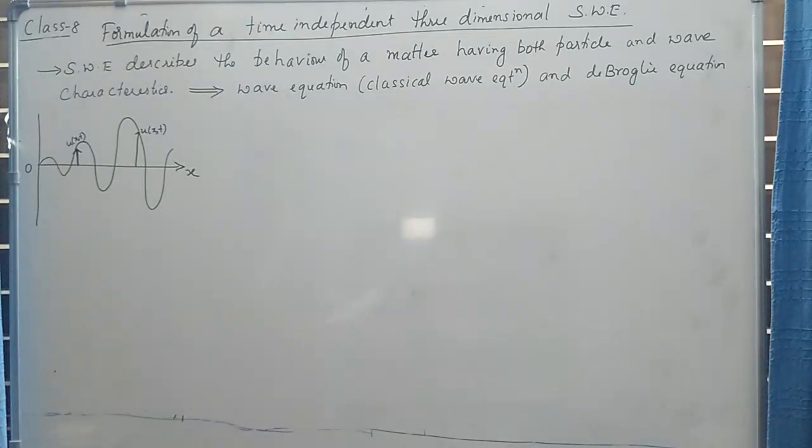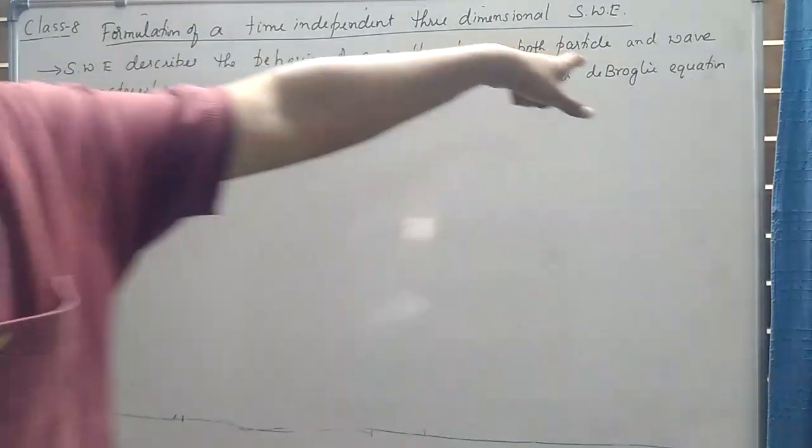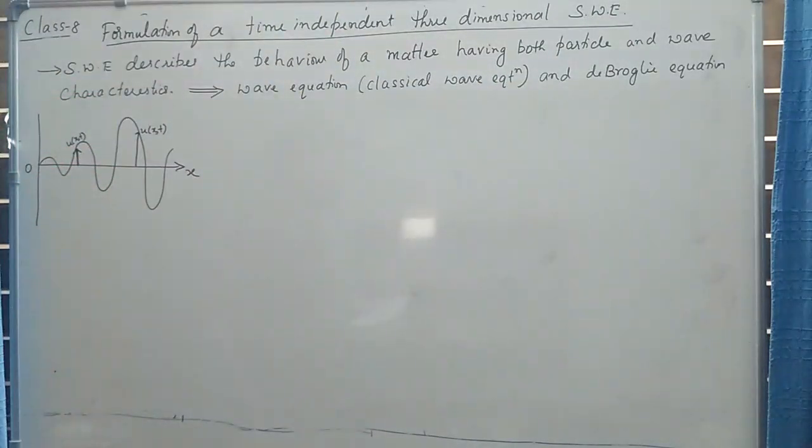ನೆನಪಿಟ್ಕೊಳ್ಳಿ, for the Schrodinger wave equation to be obtained we need two fundamental equations. One is the classical wave equation, which is a mathematical representation of a wave, and the other is the de Broglie equation, which gives a mathematical connection between wave nature and particle nature. So let us begin with the one-dimensional consideration, and slowly we will extend it to three dimensions.